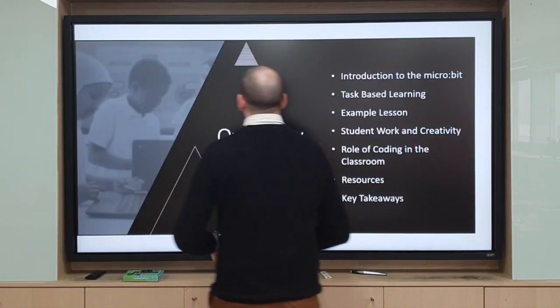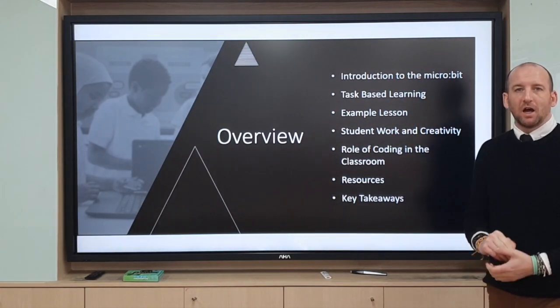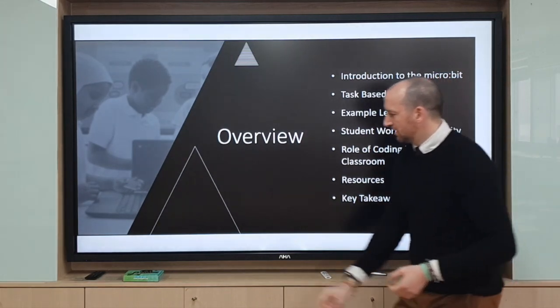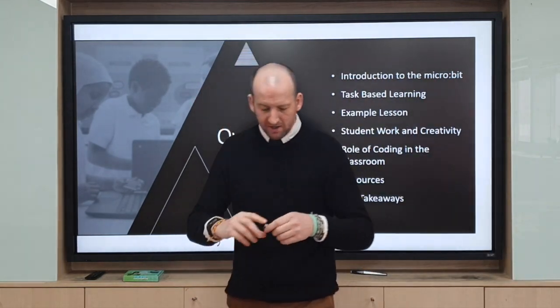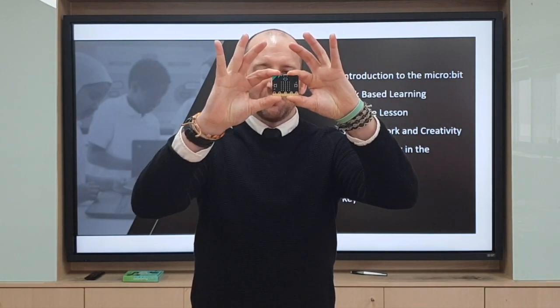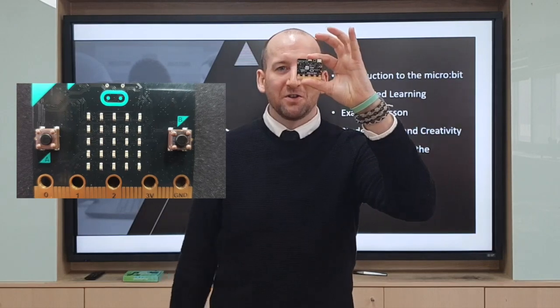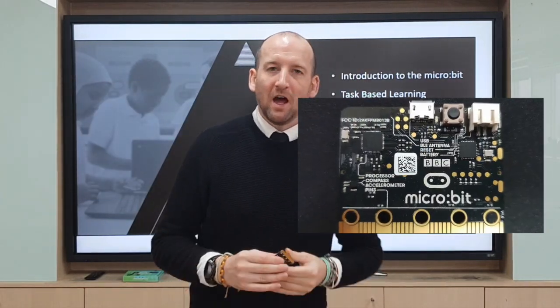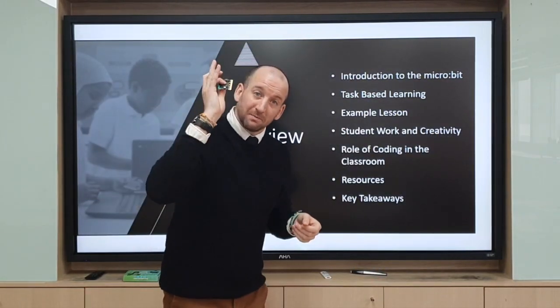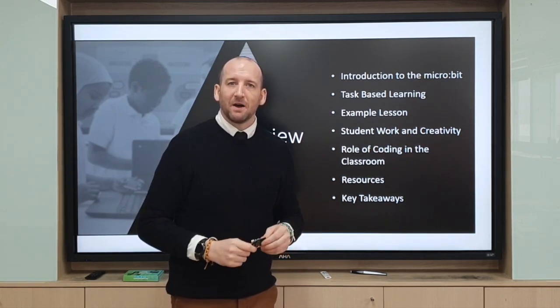Okay. What are we going to do? Well, I'll start by introducing this little guy. This is the BBC microbit. You can see it's pretty small. I might put some pictures here and here so you can see it a little bit better. This is the piece of technology that I use to teach coding, and we'll hopefully learn a bit about that.